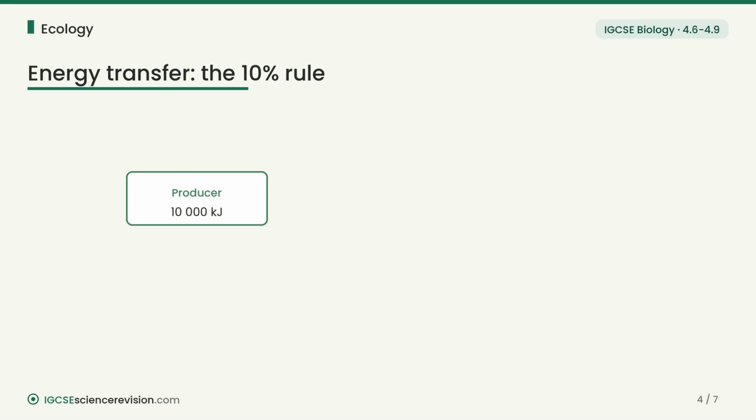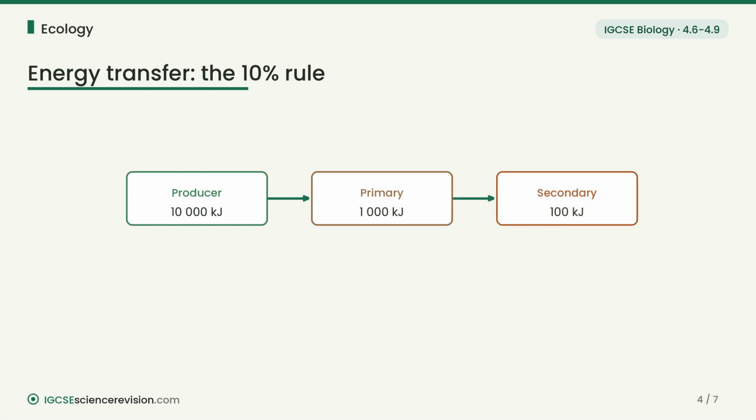Energy enters a food chain as sunlight, captured by producers. But at each step, only about 10% of the energy is passed on to the next level. So if producers store 10,000 kilojoules, the herbivores get only about 1,000, and the carnivores get only about 100. Where does the other 90% go? It's lost as heat from respiration, used for movement, and passed out in undigested waste. Because so much is lost, food chains are usually only 4 or 5 links long.